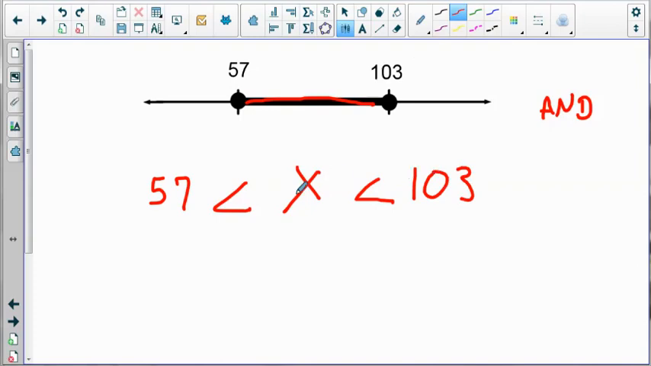Okay, so now I need to ask myself, is there or equal to on these? Well, let's look at the 57. Yeah, it's filled in, so it's an or equal to. On the 103, it is also filled in, so it's also an or equal to. So there you go. 57 is less than or equal to x, which is less than or equal to 103. You just wrote the compound inequality from the graph. Let's look at another one.